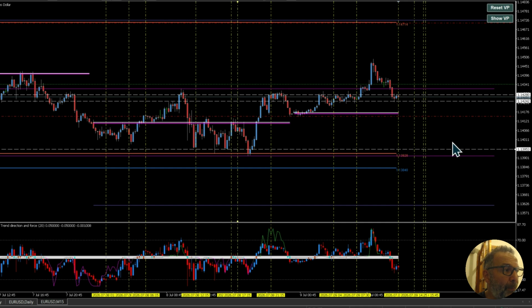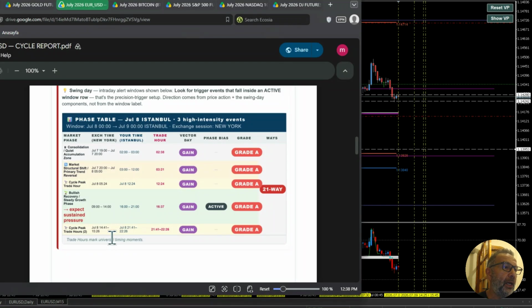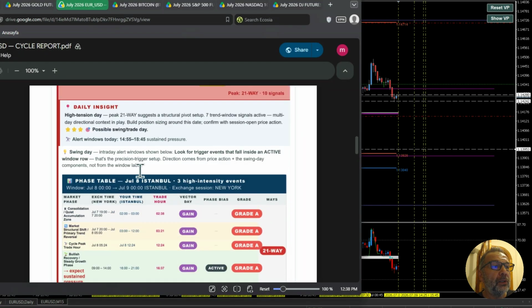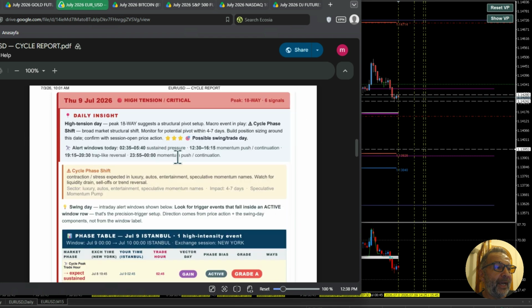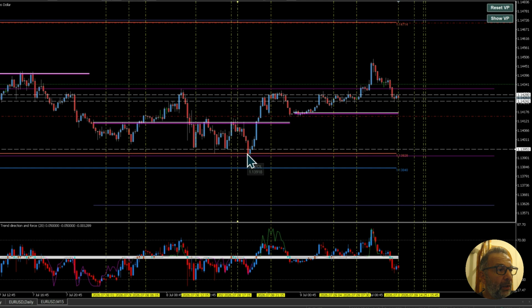Now this thing can go pear-shaped. Why? Or it can go, but it shouldn't go pear-shaped. I'll tell you why it shouldn't go pear-shaped. Because we have a volatility window on Thursday at 12:30 to 4:15. So if that volatility momentum push continuation happens, it should continue the push.